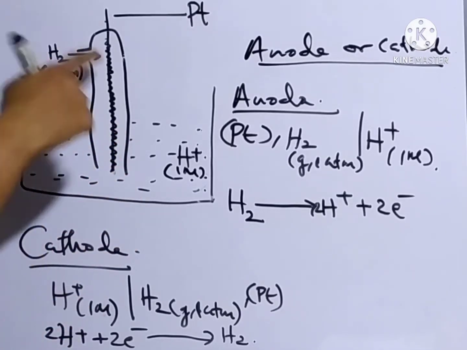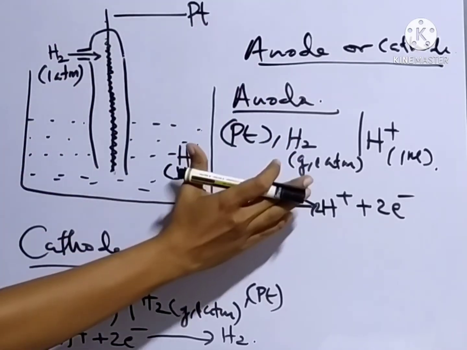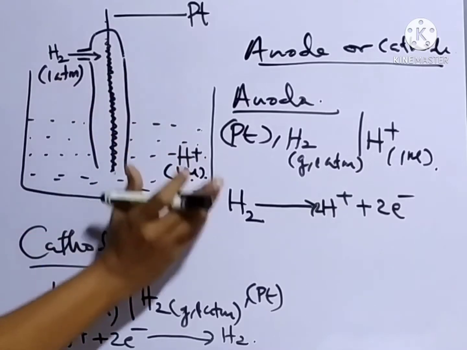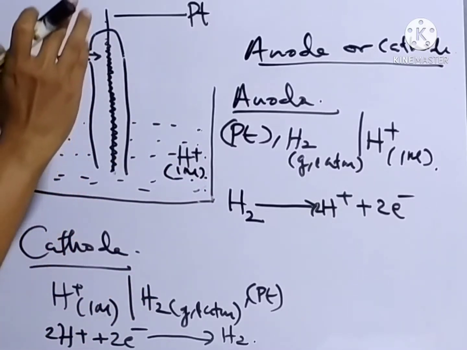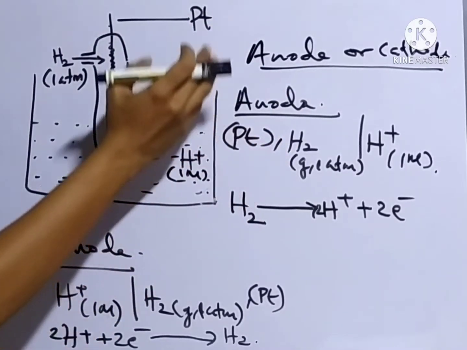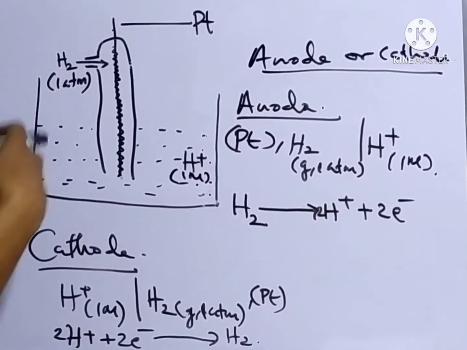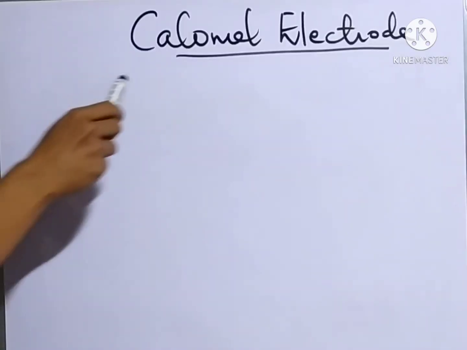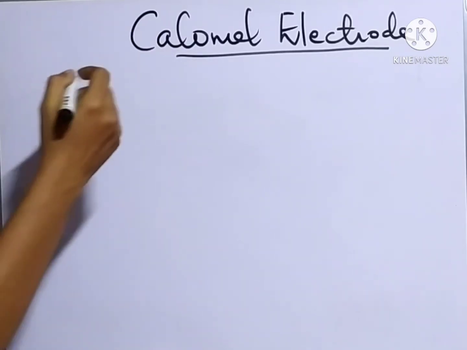So we are considering that the electrode potential of SHE is 0. When we combine this with another half cell, the net electrode potential of the cell is considered as the single electrode potential of the second half cell. Okay. Next one is the calomel electrode.